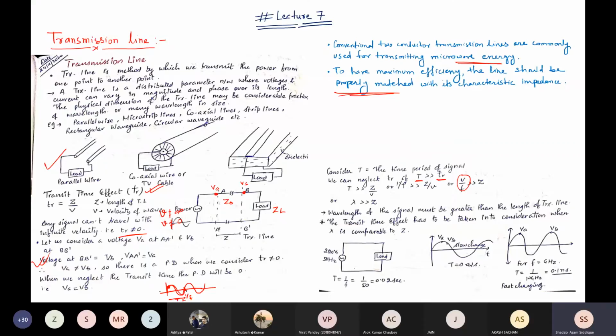So this should be avoided. The transit time effect should be avoided, and it should not be significant. Otherwise, our efficiency will not be good, so we will not get maximum efficiency, or will not utilize the maximum efficiency of the transmission line.